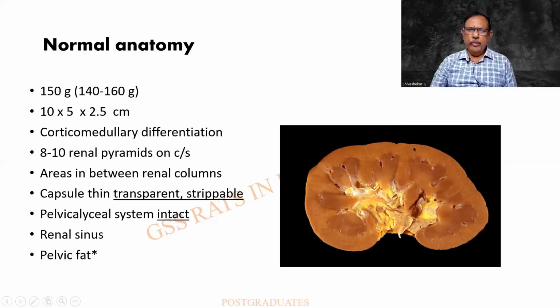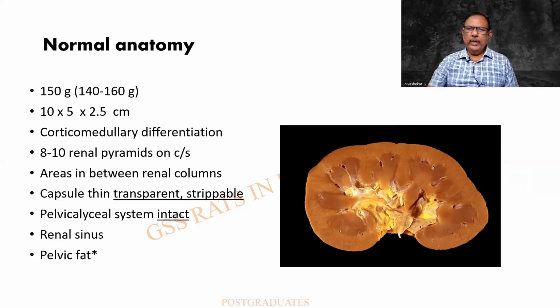There is a corticomedullary differentiation. There is a brown and then a darker brown over here. And there are the renal pyramids. All these are the renal pyramids. Minimum 8 to 10 will have to be seen on the cut surface. There are areas in between called the renal columns.